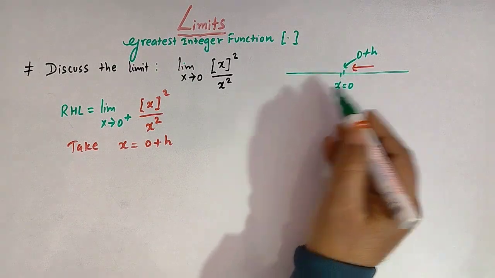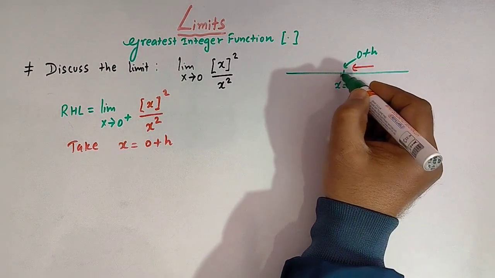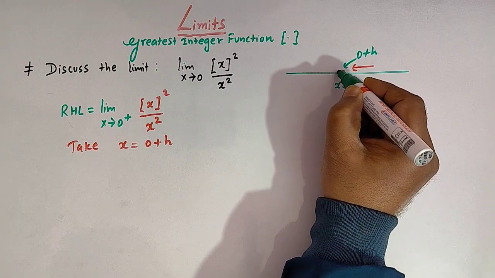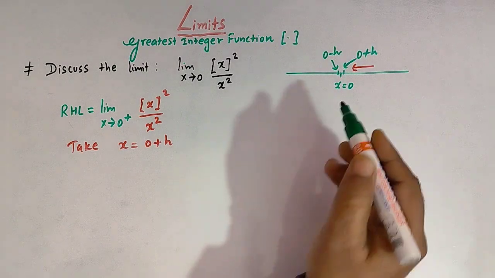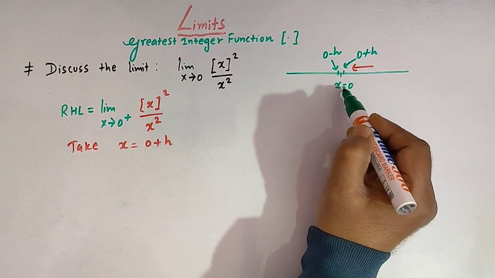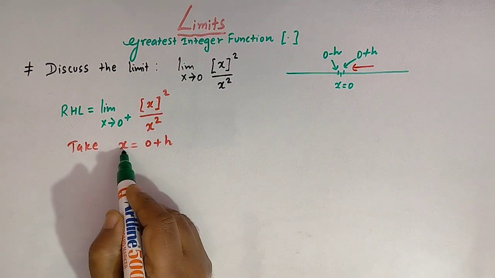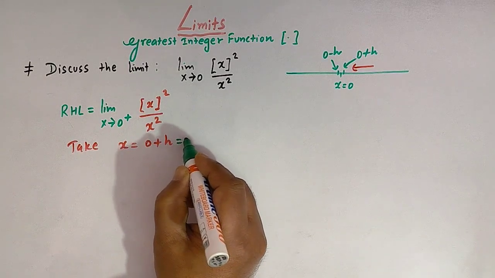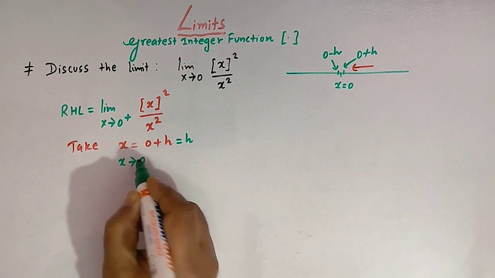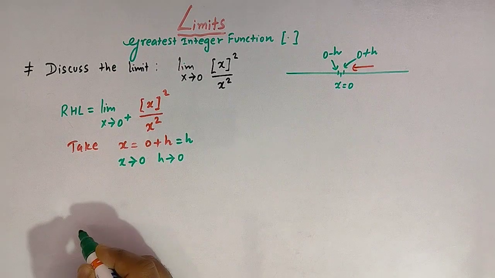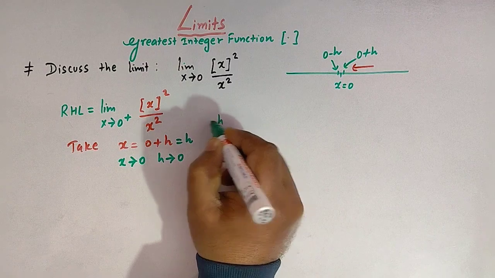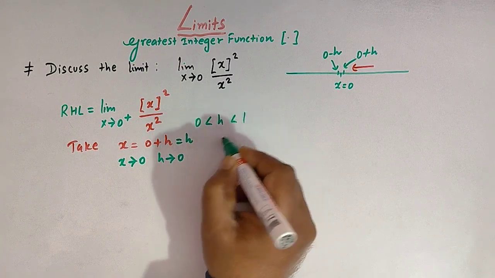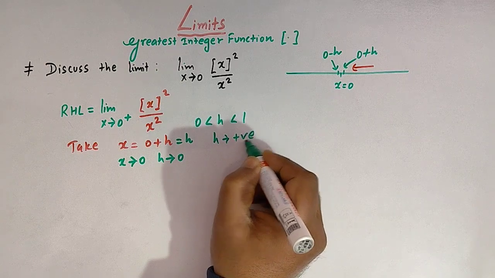Similarly, when we find the left hand limit, we are very close to x equal to 0, and this point is 0 minus h. So here we are in the neighborhood of x equal to 0. When x tends to 0, obviously h tends to 0. This quantity h is a very small quantity, it lies between 0 and 1, and h is a positive quantity.